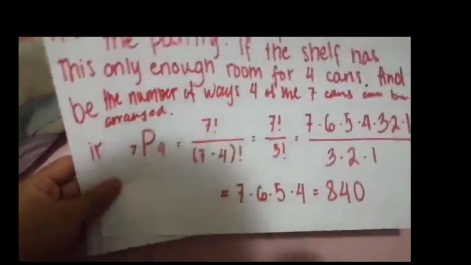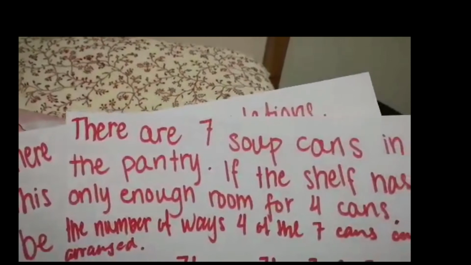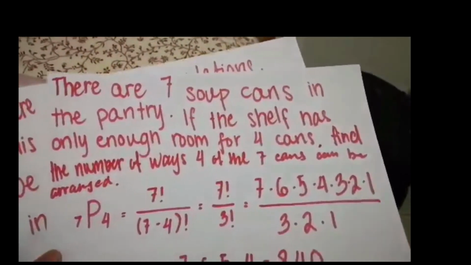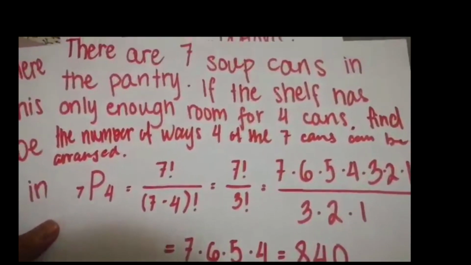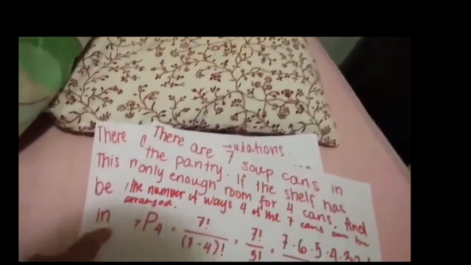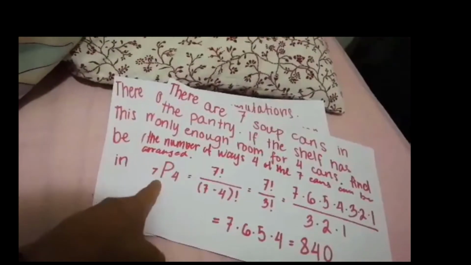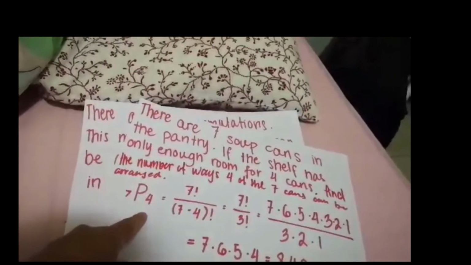Moving on to our second problem, we have here 7 soup cans in the pantry. If the shelf has only enough room for 4 cans, find the number of ways 4 of the 7 cans can be arranged. So we know that we have 7 soup cans, and we have to arrange 4 of them.